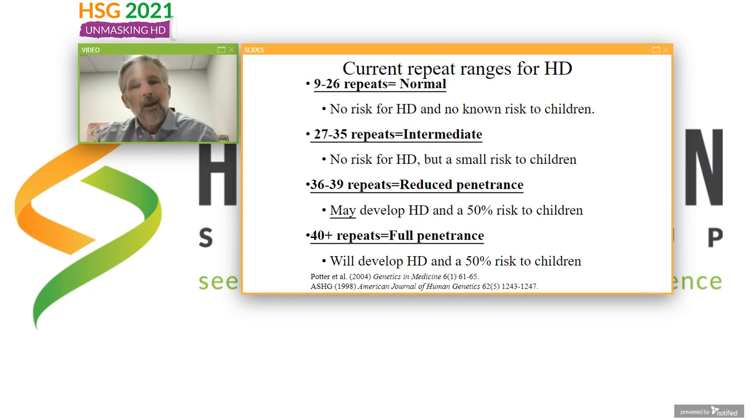Okay. This other range in here that's the last one to talk about, 36 to 39, we call that reduced penetrance. And what reduced penetrance means is that some people in this range will develop symptoms of Huntington's.